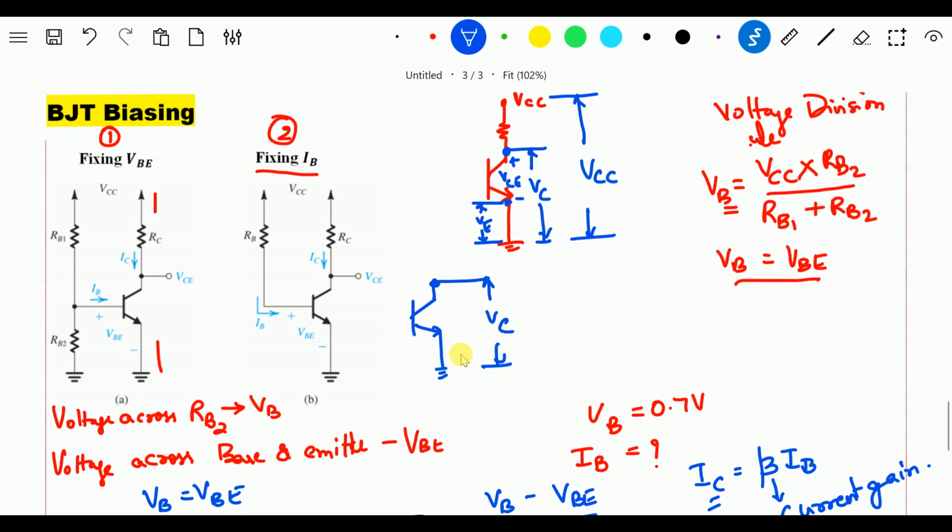And if I ask you what is the voltage across collector and emitter, can I say VCE and VC are equal? Why? Because the emitter is directly connected to ground. There is no emitter resistor there. Therefore, if I measure voltage from collector to ground, it is as good as measuring the voltage between collector and emitter. So the voltage across collector and emitter is equal to the voltage at the collector point that we measure.